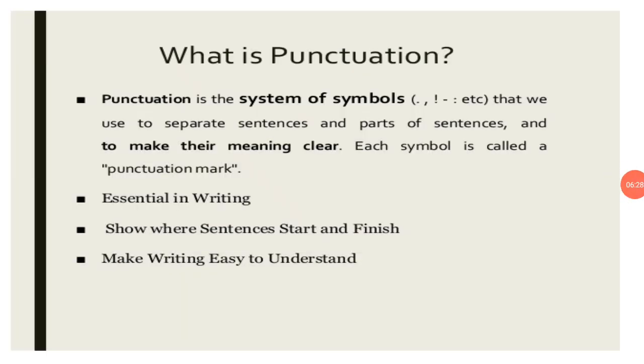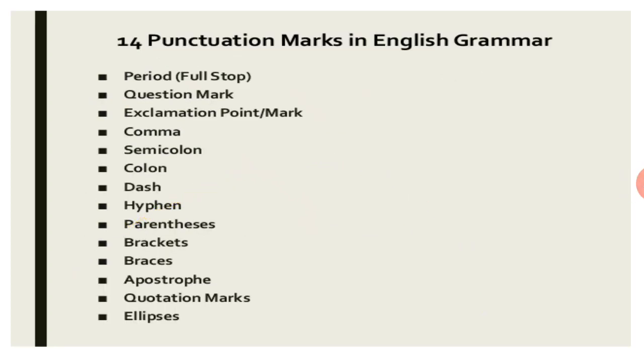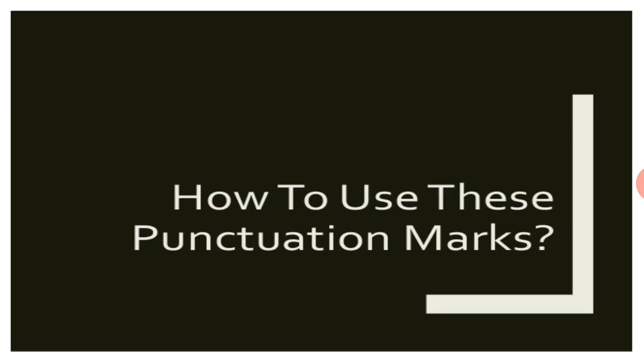Next, the 14 punctuation marks in English grammar. That is period, that means full stop, question mark, exclamation mark, comma, semicolon, colon, dash, hyphen, parentheses, brackets, brace, apostrophe, quotation marks, ellipses. These are the 14 punctuation marks. Next, we are going to see them in detail. So, first of all, how to use these punctuation marks?